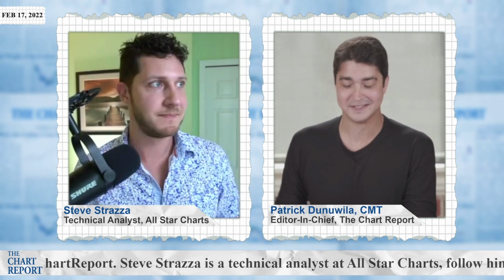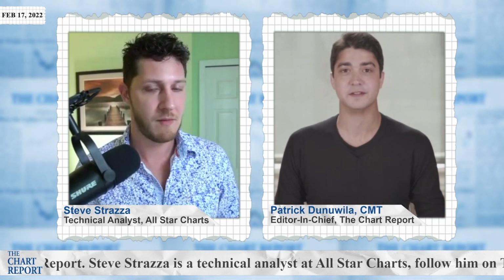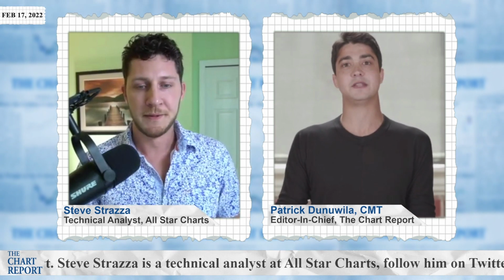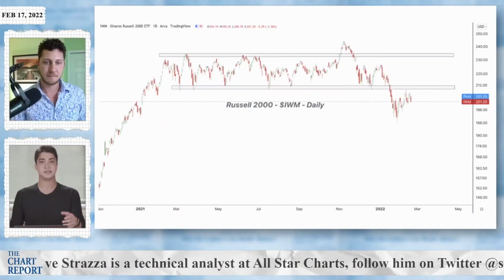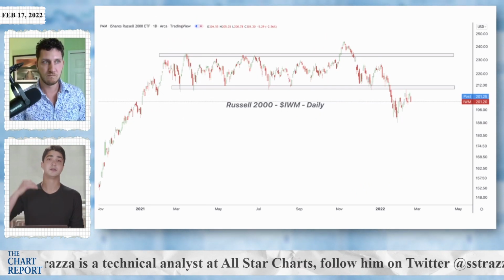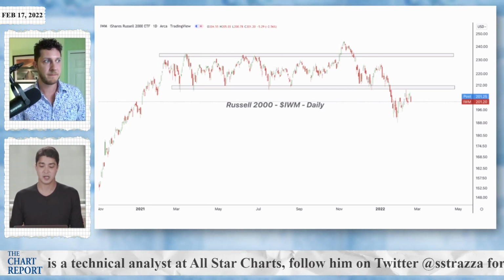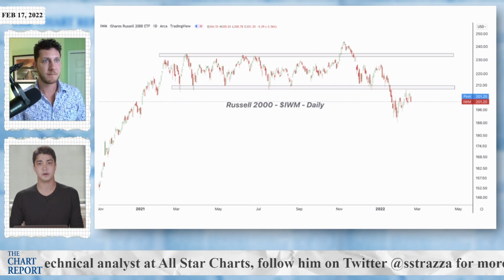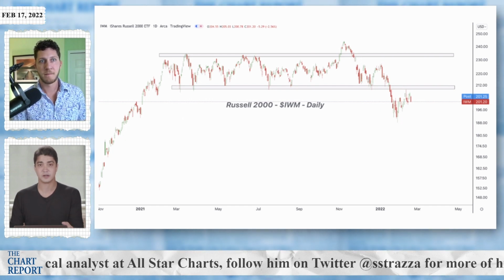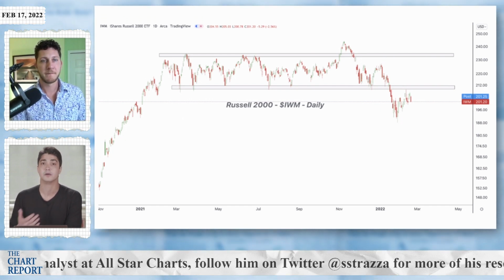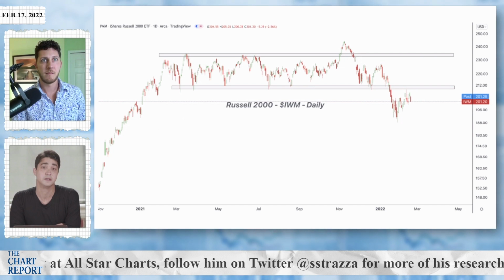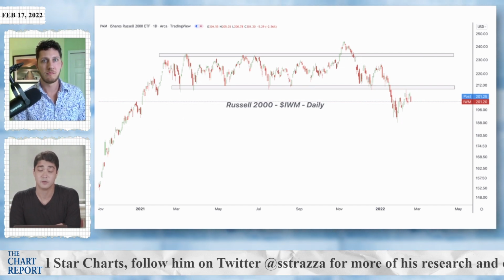Anyway, let's get right into it. We got a lot to cover this week. So let's start off with the Russell 2000. All eyes continue to be on this chart. It continues to bump its head on resistance around that 210 level. As we know, small caps tend to lead the broader market higher or lower. So seeing small caps get rejected here is no bueno, right?